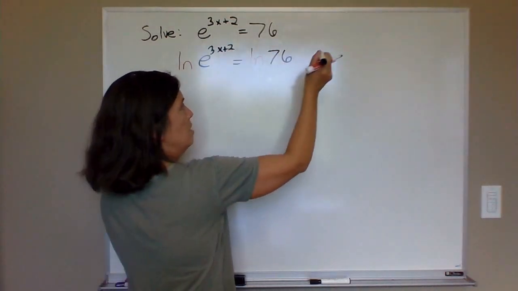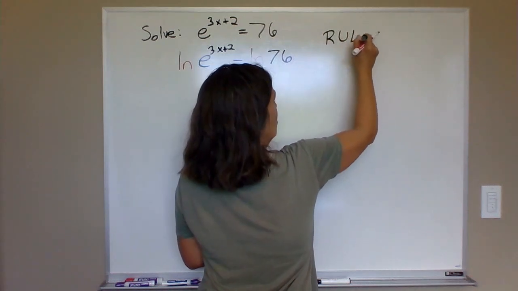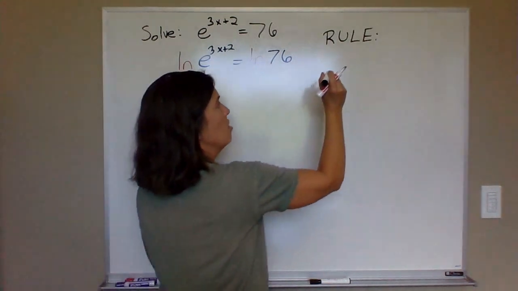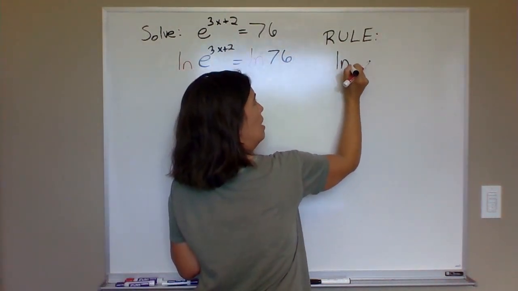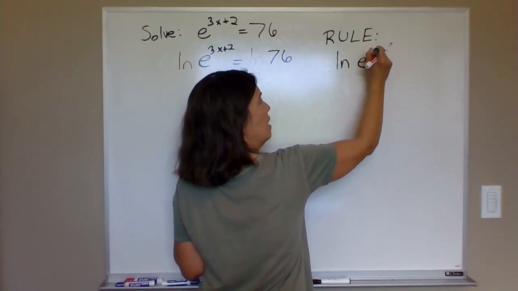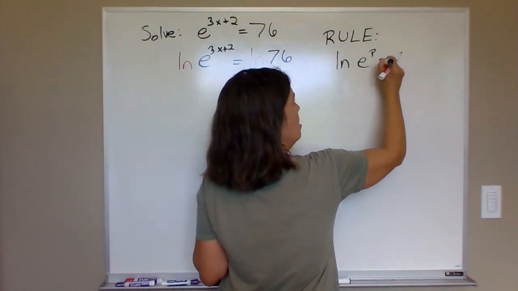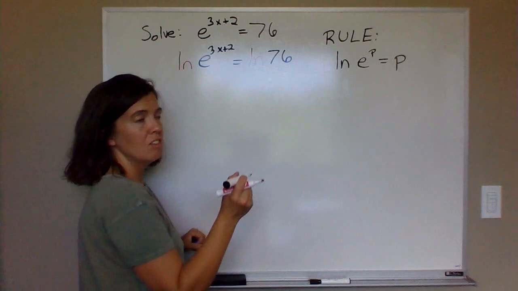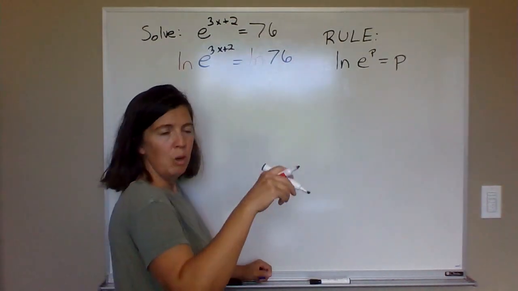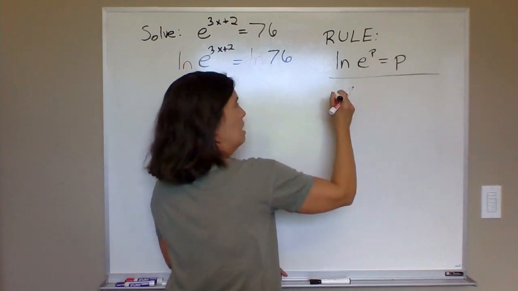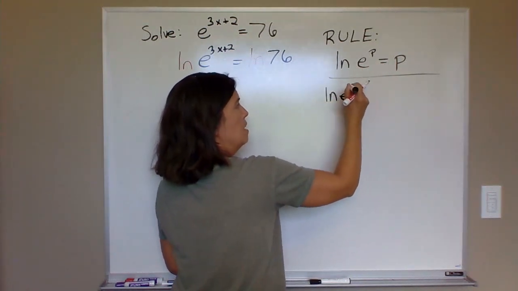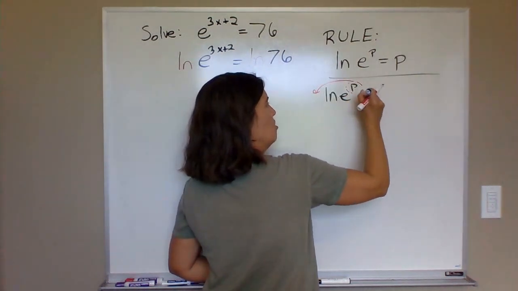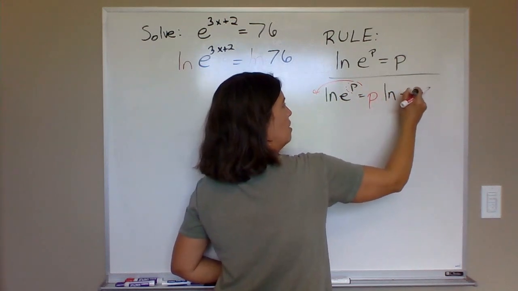Now there's a property I think it's worth remembering, a specific rule that applies in this case, which is if you have ln of e to any power, let's say p, that's going to equal just the power p. And I can talk about why that is. So I can give you a couple of ways to think about that. One way to think about this is if you have ln of e to the p, there's a property of logs that says we can take this exponent and bring it down. So this is equal to p times natural log of e.